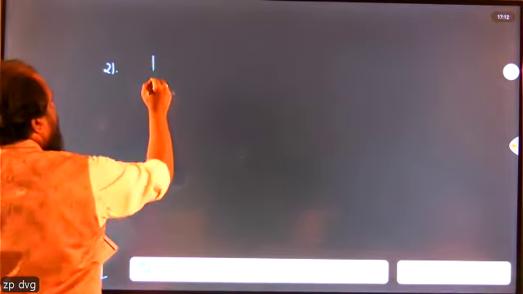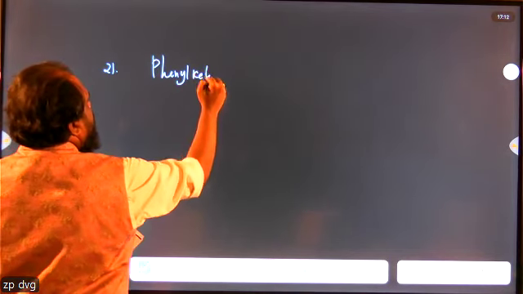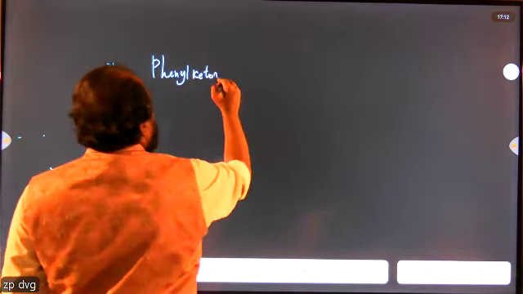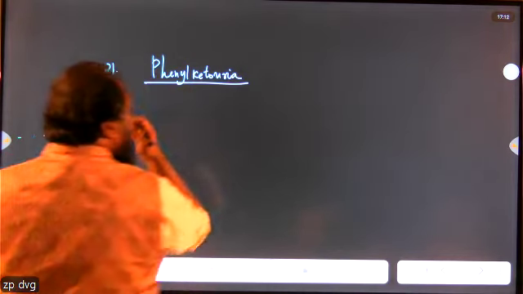Question number 21. With respect to phenylketonuria, identify which statement is incorrect. Okay, phenylketonuria. What is this phenylketonuria?